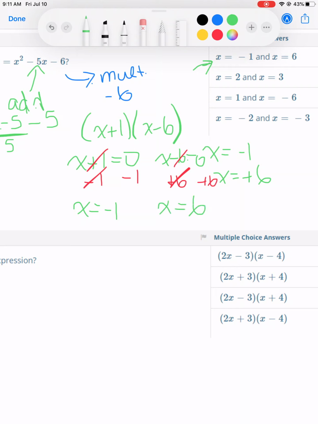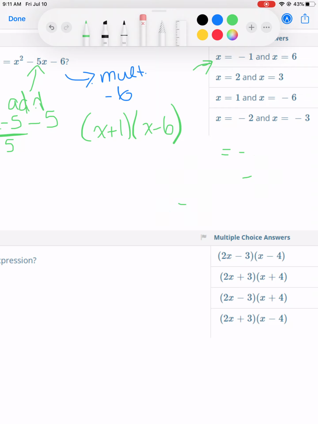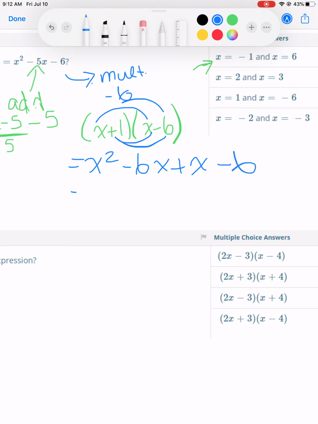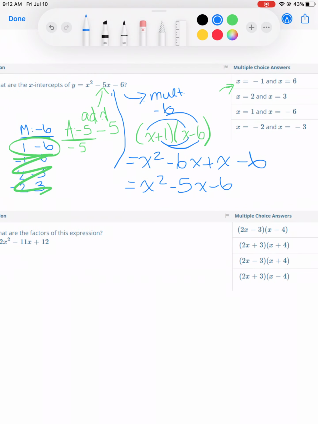Okay? The other thing I was just going to show you is a way that you can check your answer is just FOIL it. X times x, x squared. X times -6, -6x. 1 times x is just x, and 1 times -6, -6. Bring it together. -6x plus 1x is -5x minus 6, and that's the same as that guy there. Okay?